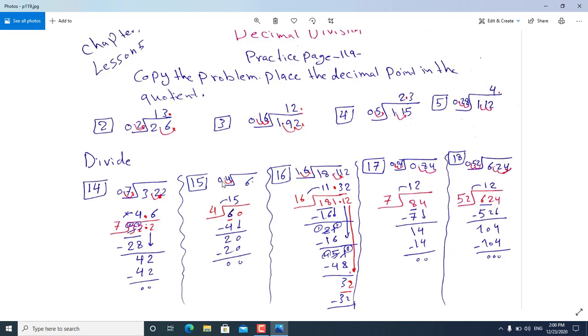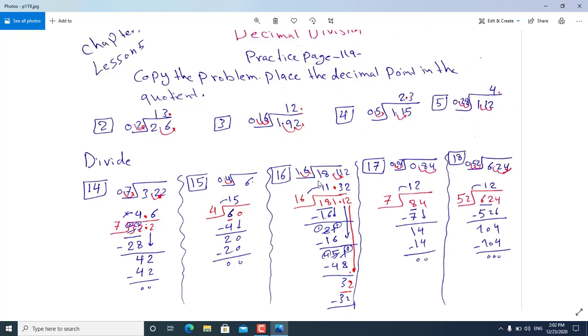Next we have 6 divided by 0.4. From the divisor, we take away this point. We move it one place to be 4, but the dividend doesn't have decimal numbers, so we put a 0. It will be 60. We divide by 4. 6 divided by 4 is 1. 1 times 4 is 4. We subtract and get 2. We bring down the 0, it will be 20. We divide by 4, it's 5. 5 times 4 is 20. We subtract and get 0.